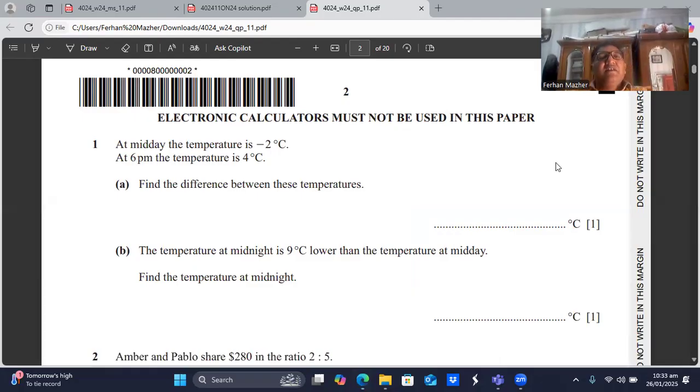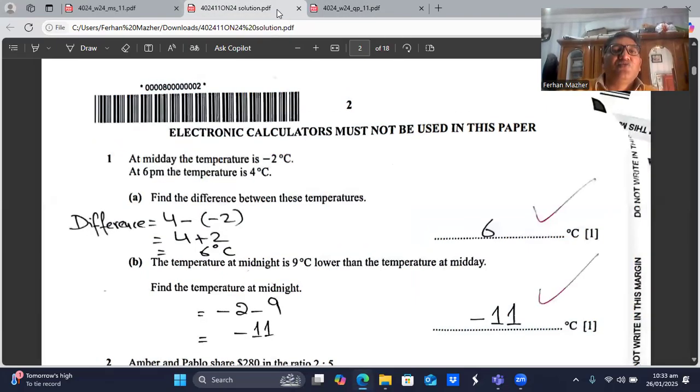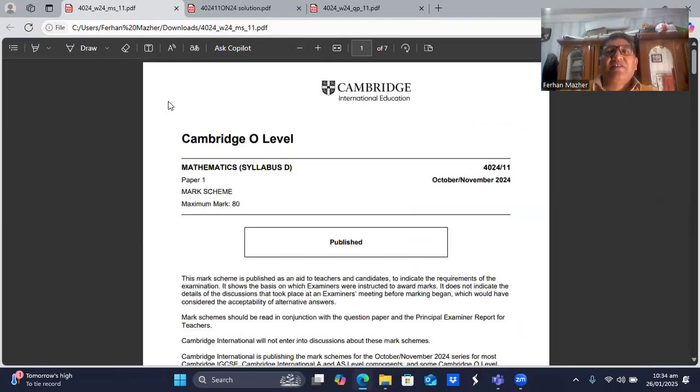It says at midday, the temperature is -2 degrees centigrade. At 6 p.m., the temperature is 4 degrees centigrade. Find the difference between these temperatures. So from 4 degrees centigrade, we will subtract -2 degrees centigrade. So it will be 4 plus 2, and that will be 6 degrees. So my answer is 6 degrees.